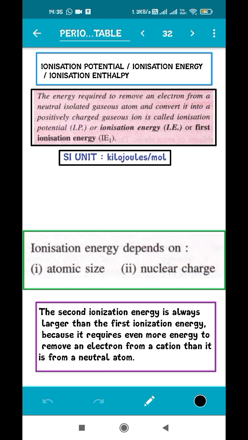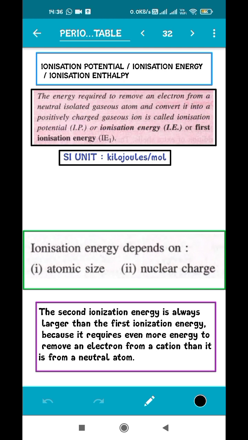So what is the second and first ionization energy? For example, let us consider magnesium. Magnesium has 2 electrons in its valence shell. It will remove the first electron very easily because it has a tendency to do so. The amount of energy required to remove the first electron out of the 2 electrons in the valence shell is known as the first ionization energy. And the amount of energy that has to be applied to remove the second electron from the valence shell is known as the second ionization energy.